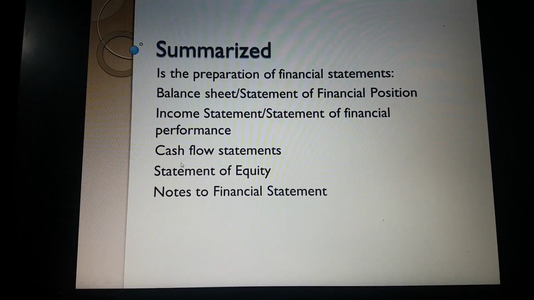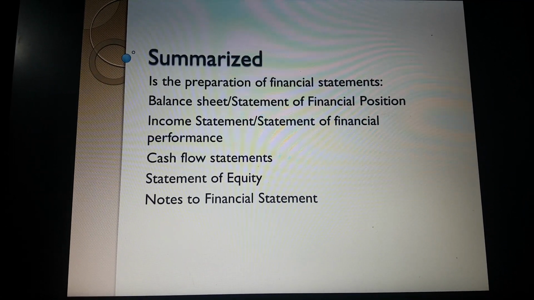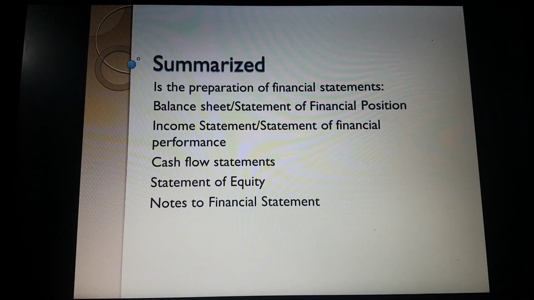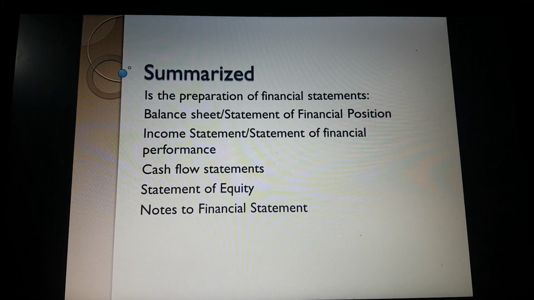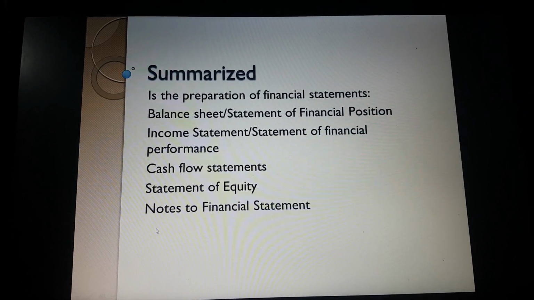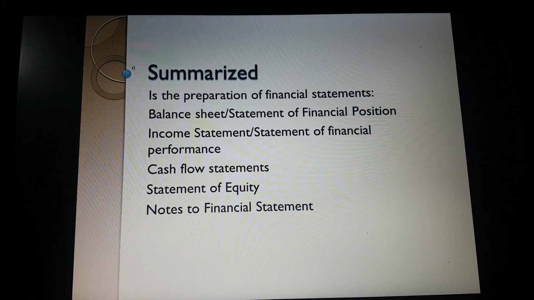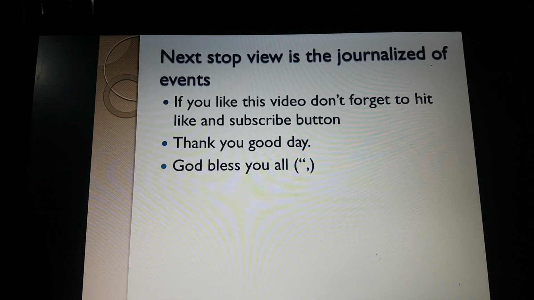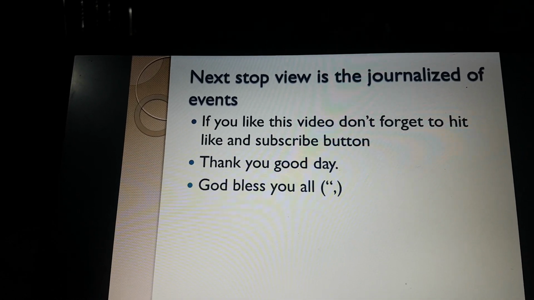And then we also have the cash flow. Cash flow shows the inflow and outflow of cash of the entity. Statement of equities, these are the flow or the fluctuation of the investment of the owner. And notes to financial statements give us the overview on where the business started and all the standards being adopted by the entity. Okay? So our next stop would be the journal to journalize our events.